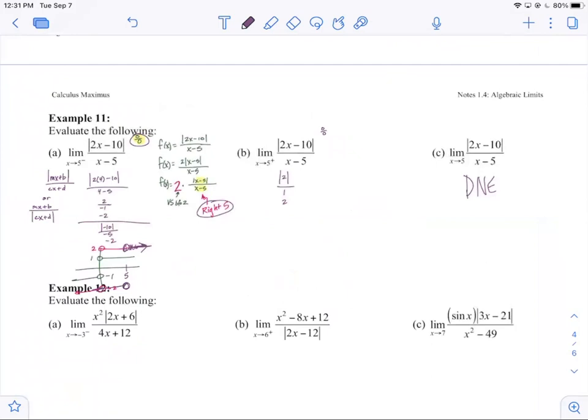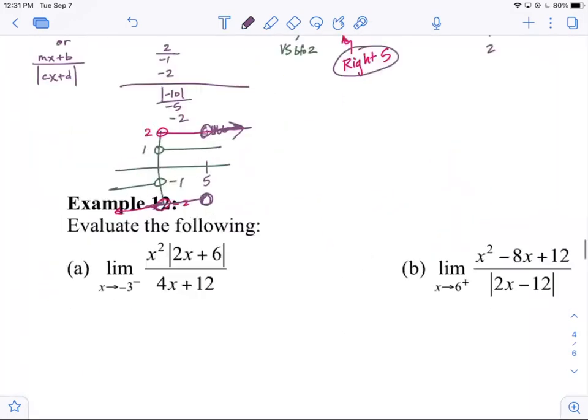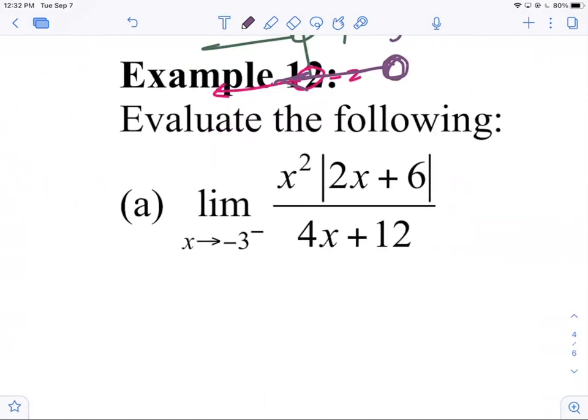Okay, cool. Now, are they always going to be that easy? Probably. Can they get extra spicier than that even? Yeah. Watch this. Example 12. Evaluate the following: the limit as x goes to negative 3 from the left of x squared times the absolute value of 2x plus 6 over 4x plus 12. Never not first, direct substitution. If you plug in a negative 3, you get 9 times the absolute value of 0, which is 0. 9 times 0 is 0 over 0.